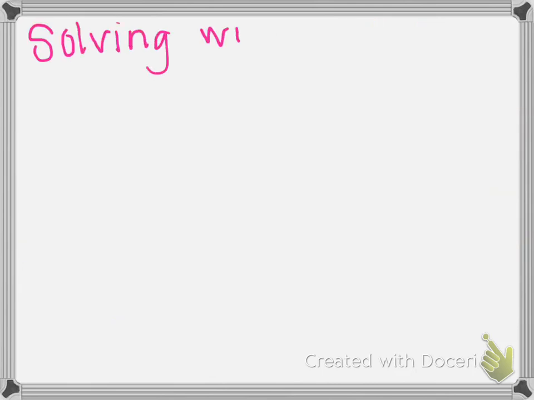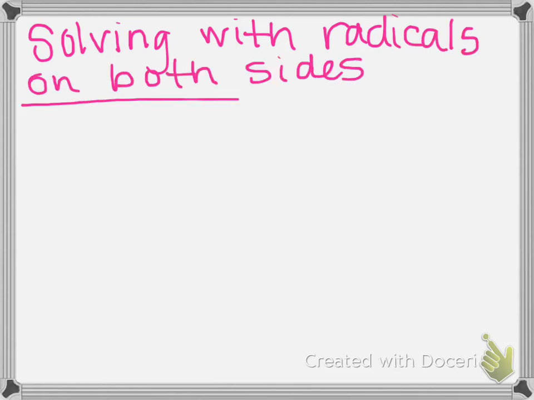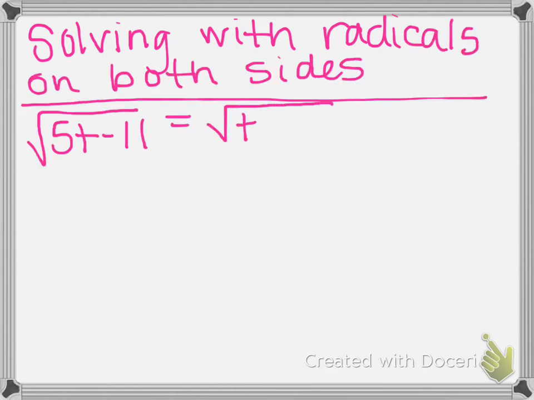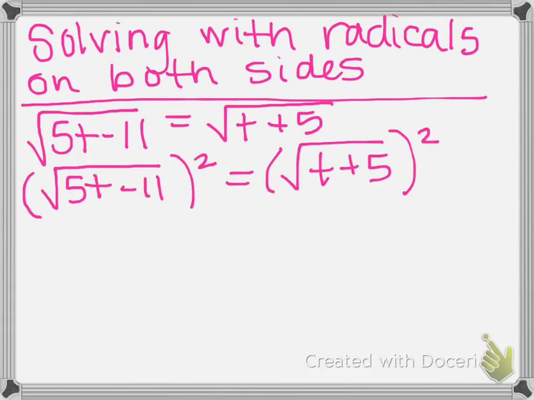Next, we're going to look at solving when we have radicals on both sides of our equation. For example, if we have the square root of 5t minus 11 equals the square root of t plus 5, to solve this, we need to square both sides to undo those square roots. Once we do that, we will get an equation that we have seen before, and will be extremely easy for us to use our algebra skills to solve.